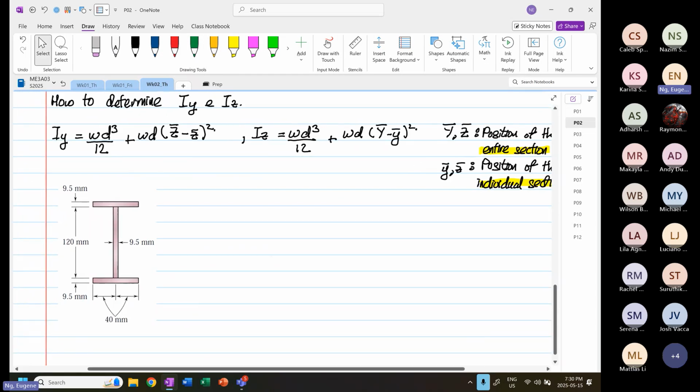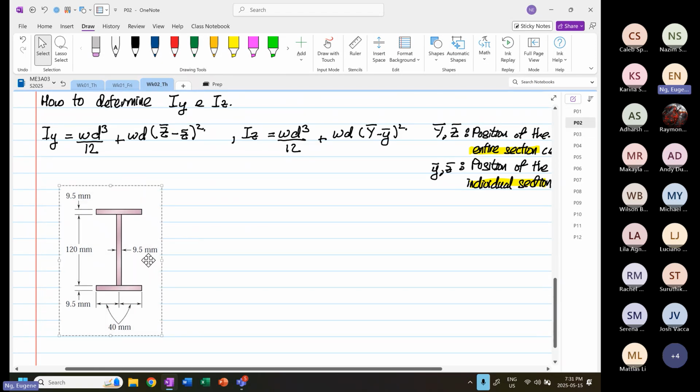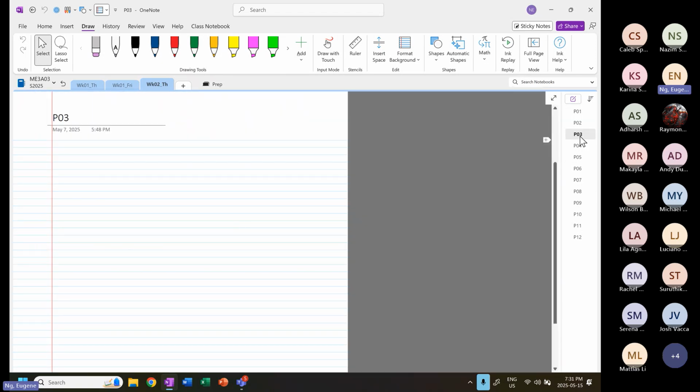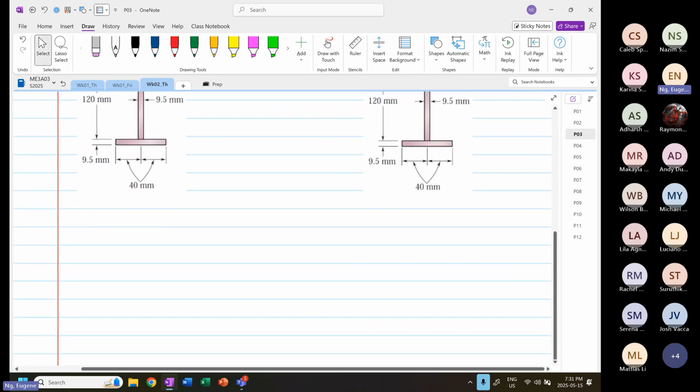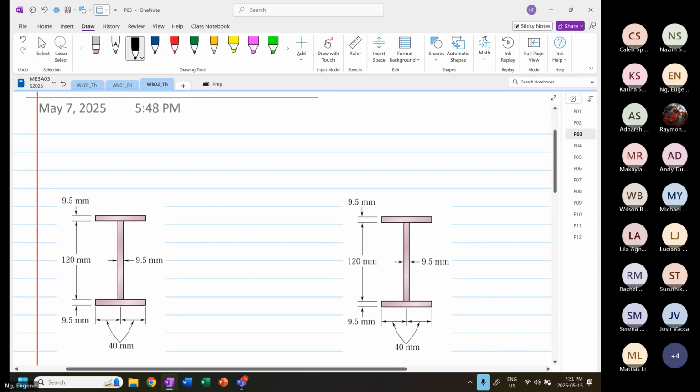Now, there's not enough space over here, so I'm going to bring it over to the next page. We're going to do it side by side so you can compare and contrast the difference. On the left hand side, we are going to determine IYY, and on the right hand side later on we determine IZZ. So we know our axis, we know our transformation.